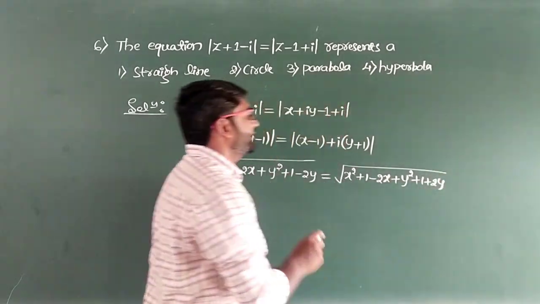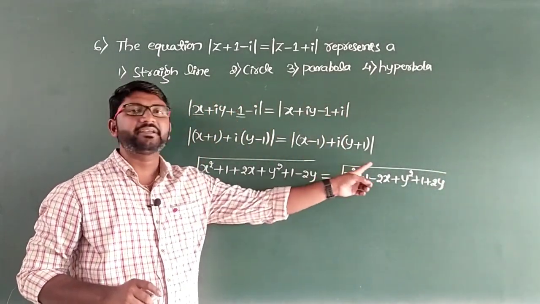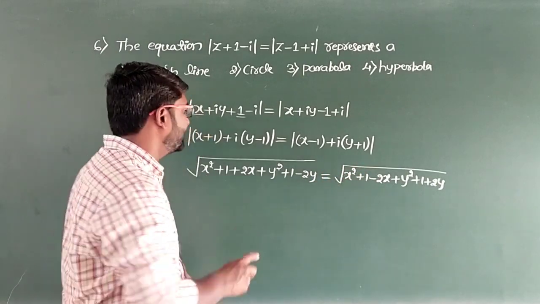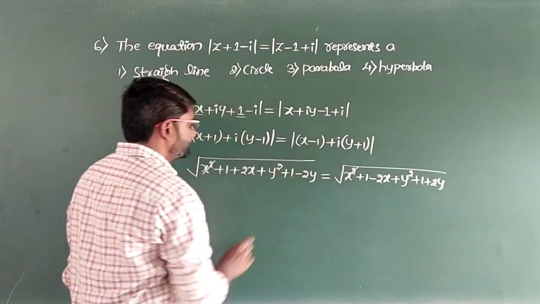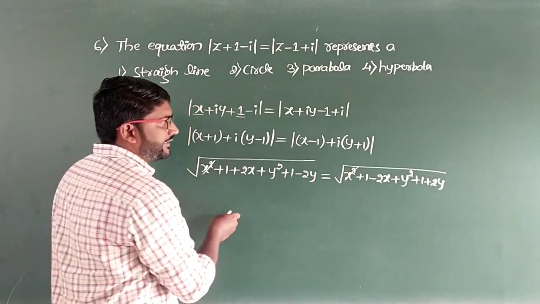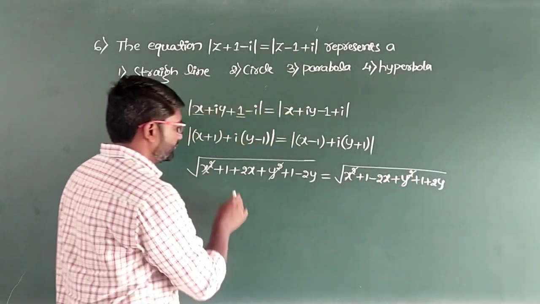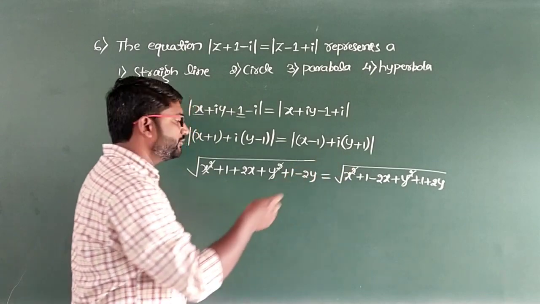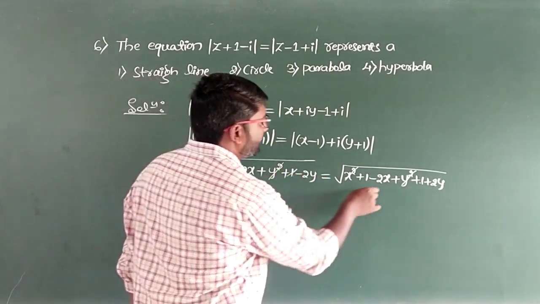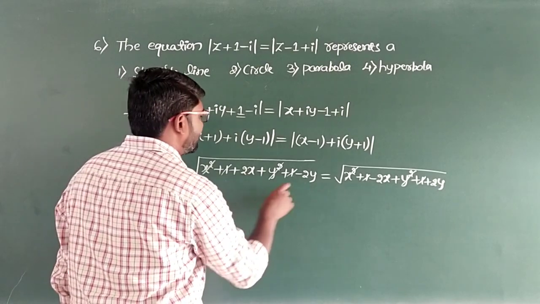Now in order to eliminate the square root, we have to square on both the sides so that these two will be eliminated. Squaring on both the sides, then simplify. After that x square and x square get cancelled, and then y square and y square get cancelled. So 1 plus 1 is 2, and here also 1 plus 1 is 2. 2 and 2 get cancelled. So write the remaining terms here. It is 2x minus 2y.